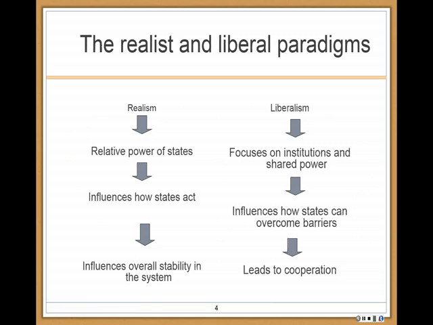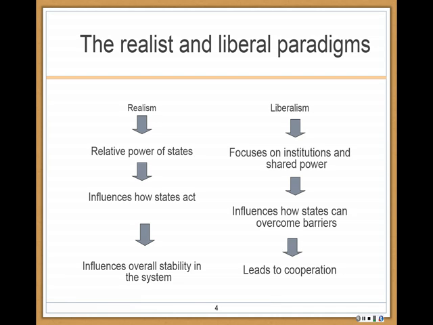Okay, so here is a slide that very simplistically outlines the realist and liberal paradigms. Paradigm is another word for theory. For realists, the key is the relative power of states. What is my power as a state relative to another state? And again, back on the first screen where I drew those wonderful boxes for you, if the size of the box is the power, then relatively speaking, A and B have equal power. That would be a bipolar system that I drew for you.